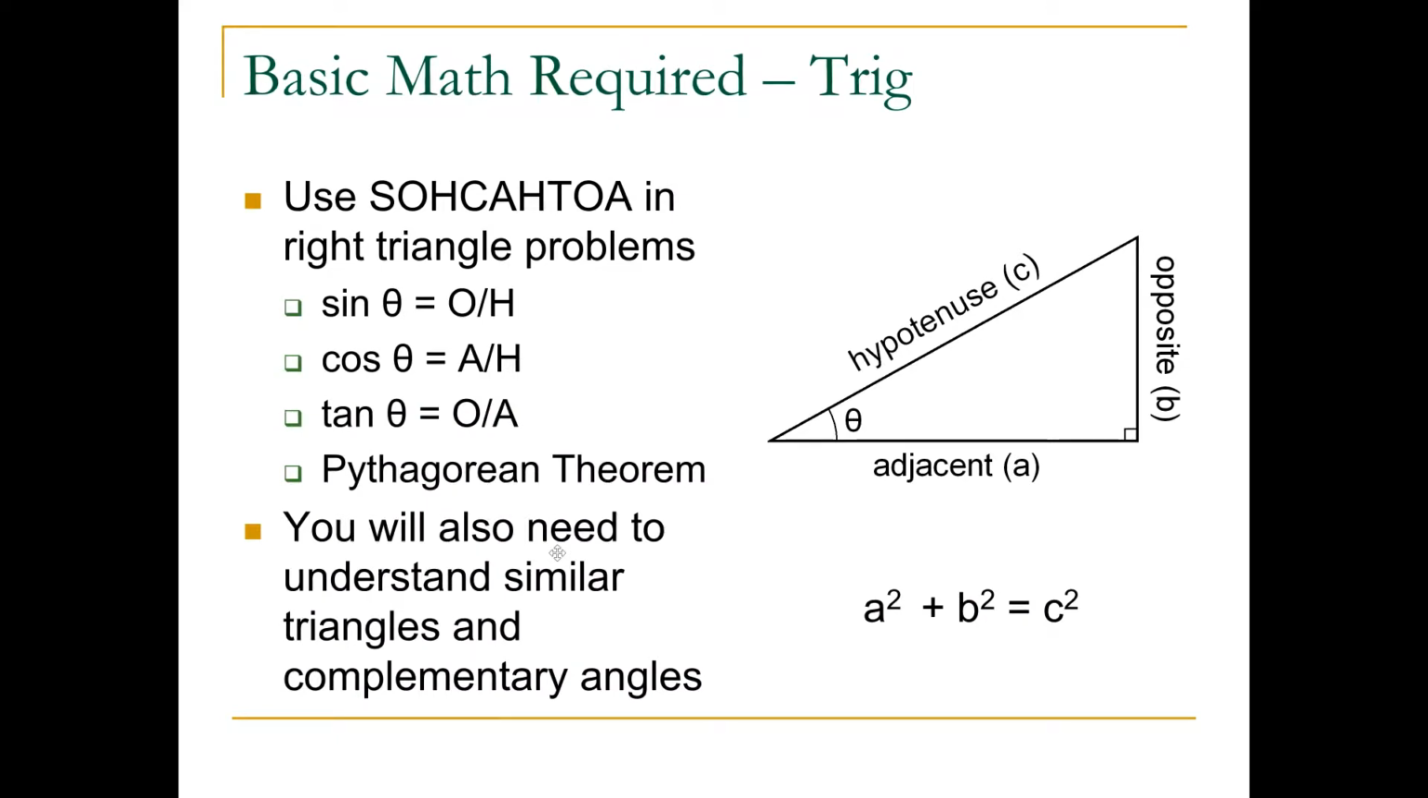All right, so some of the math that's important for this class is really basic trig or geometry. So sine, cosine, and tangent are all important. We'll use them regularly throughout the course. Pythagorean theorem we'll see a few times, a squared plus b squared equals c squared. It's also nice to understand how similar triangles work and both complementary and supplementary angles.